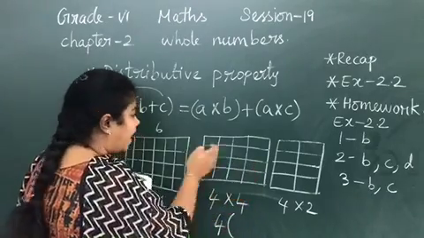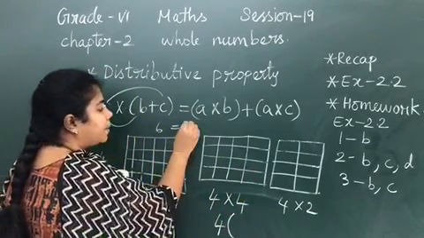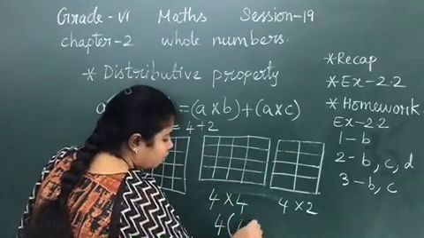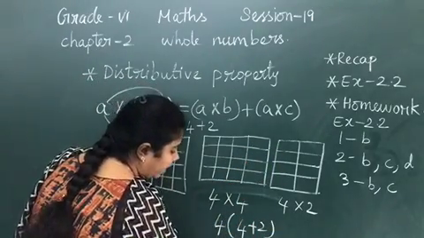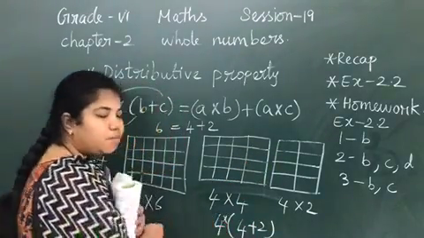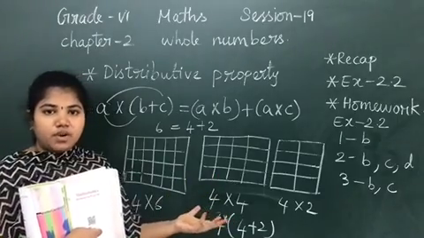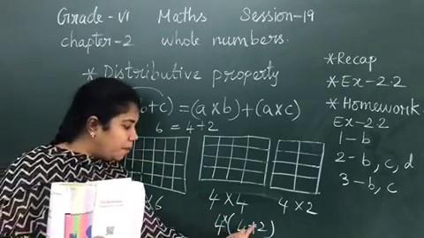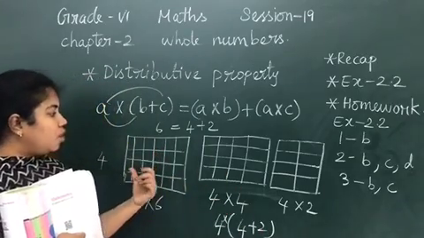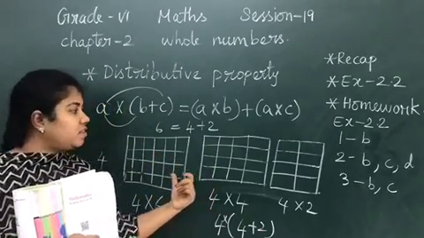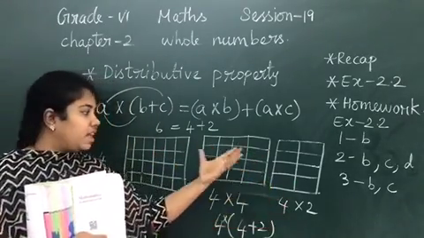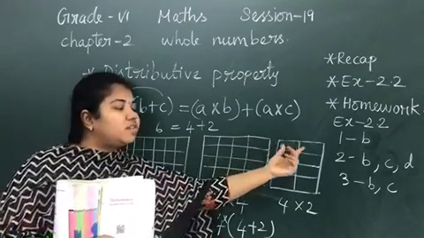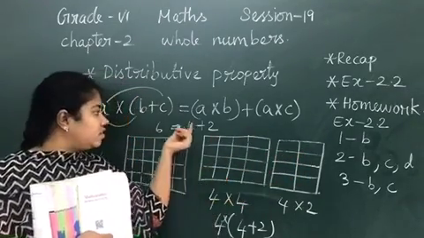I have to add, here it is 6 which I have separated as 4 plus 2. Yes, 4 plus 2. Again what do I get? 4 cross 6. This is the meaning of distributivity. Can you understand? A into B plus C is equal to A into B plus A into C. The A is this 4. B is this 4 and this 2. This is 6.